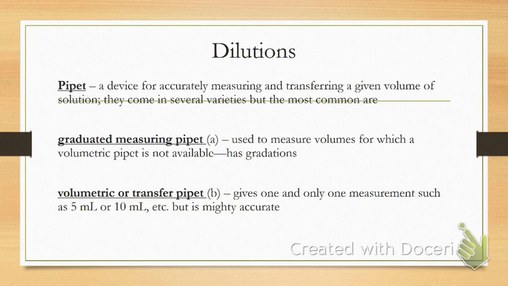B-U-R-E-T-T-E. The College Board asked that question. What they might do is ask it indirectly, give you some equipment and say, here's some equipment, what would you use for this measurement? And you would say the burette. You're always going to use a burette for titrations, unless it's a micro titration.